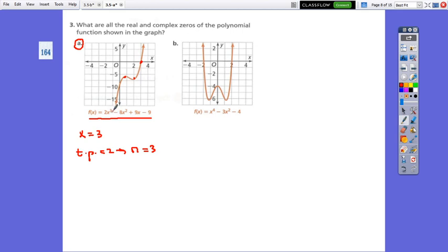But if the degree is 3, there should be 3 possible zeros, not only 1 possible zero. So it means that the other 2 zeros are complex numbers. The question is, what to do to find the complex numbers? So if we know that x equals 3 from the zero, we find the factor. Remember that we use the zero property to get the zeros from the factors. So we will go back to equals 0 by moving the 3 to the other side. So it will be x minus 3.